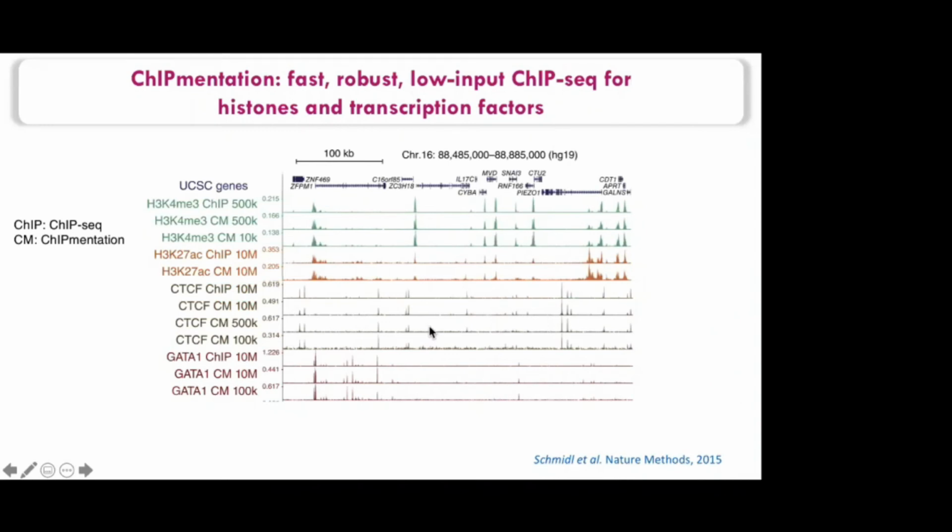And I can really vouch for this chipmentation method, because we have used this method. And in the last 6 weeks, I have generated more than 120 ChIP-seq libraries. So it's much, much faster, more robust. And especially when we are working with the embryonic samples, we have limited cells. So in our case, we could do ChIP-seq with just 20,000 cells using chipmentation. So it's a great method.